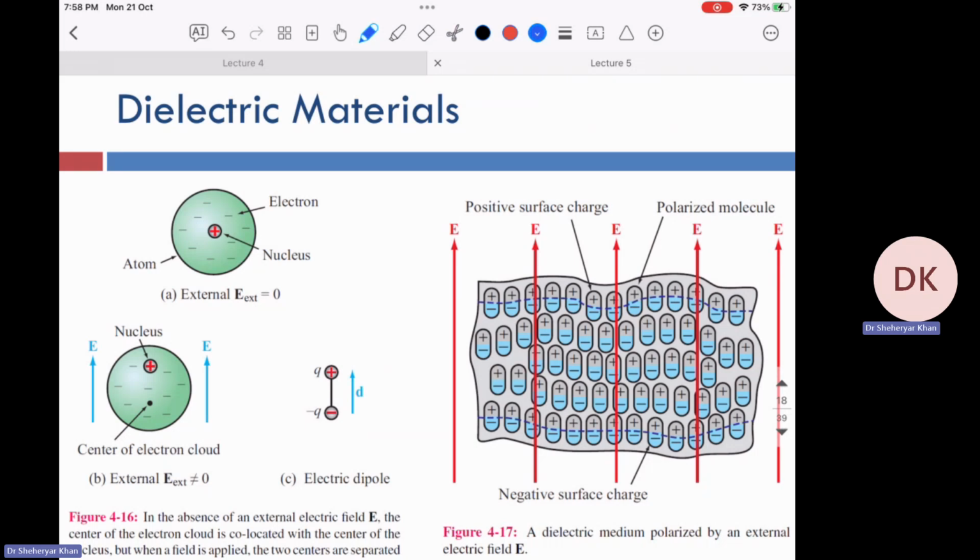You have a positive nucleus because of the protons. You have electrons surrounding the nucleus, and that's the complete electron cloud. Under normal circumstances, there's a balance. The number of positive and negative charges is the same, so the internal electric field is zero. There's no electric field. Now, what happens if you provide an external electric field?